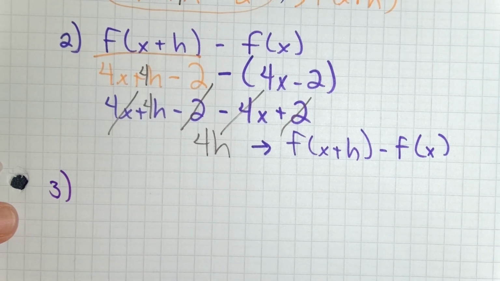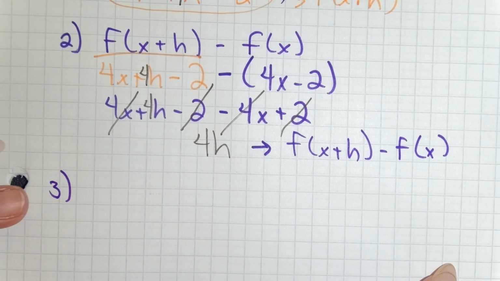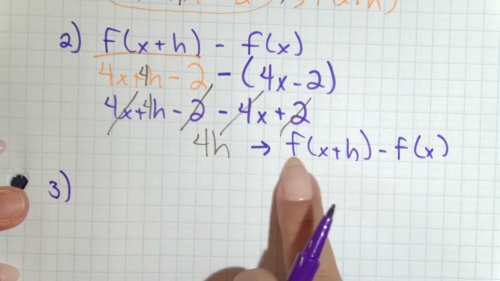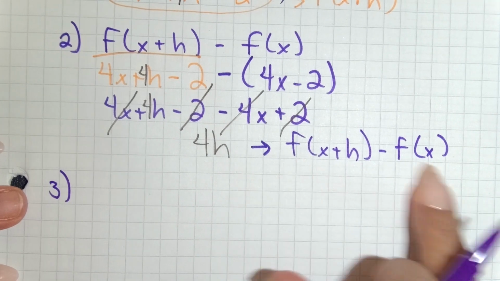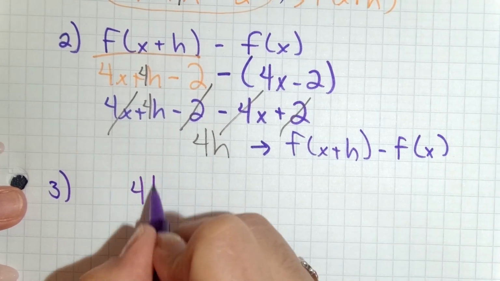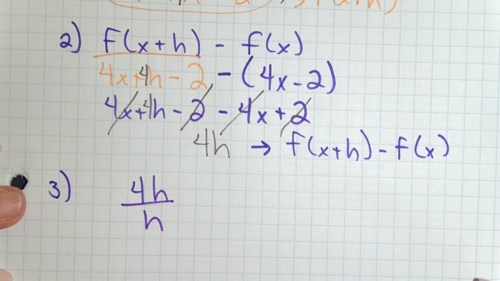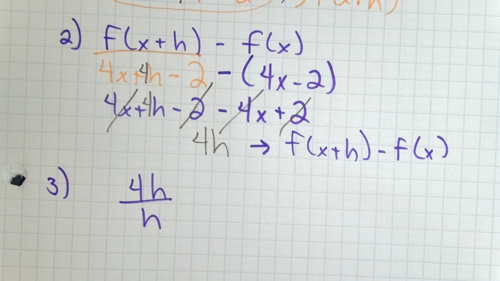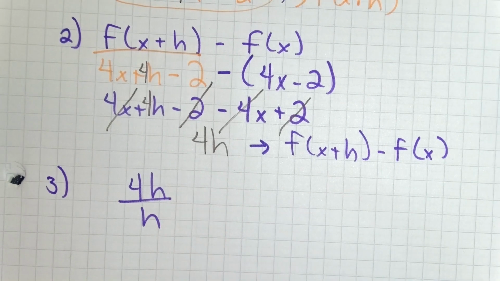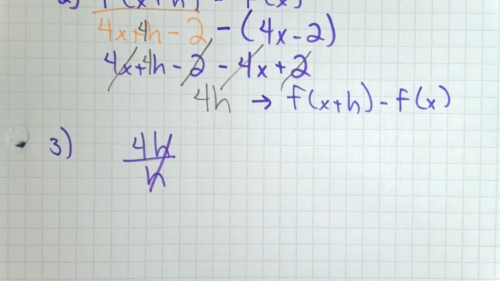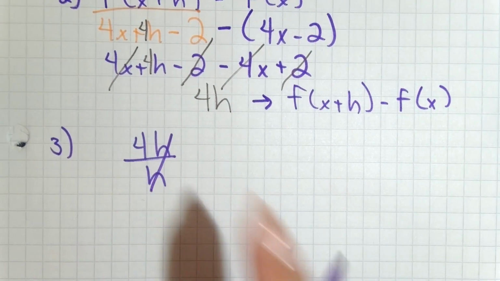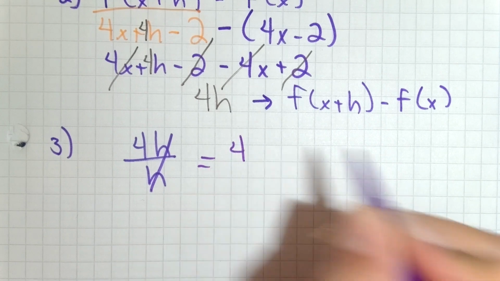All right, step 3 says to find f of x plus h minus f of x over h. So we found this part already, so it's going to be 4h over h. What does step 3 tell me to do? Cancel out any h's. So do I have h's to cancel out? Yes, very good. So now this whole thing is equal to 4.